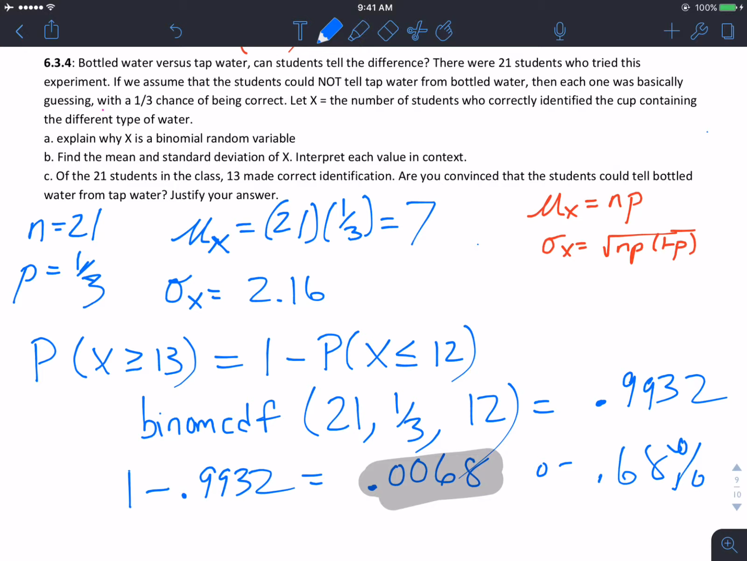0.68%. It's a less than 1% chance that that many students actually get it correct. So since it's less than 1% chance just by guessing, that means there is strong evidence, a strong indication that these students truly can tell the difference.